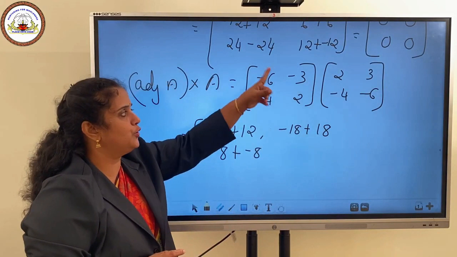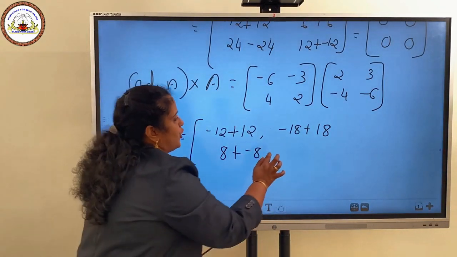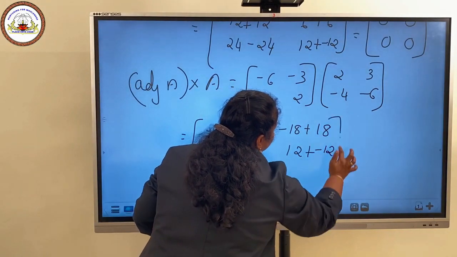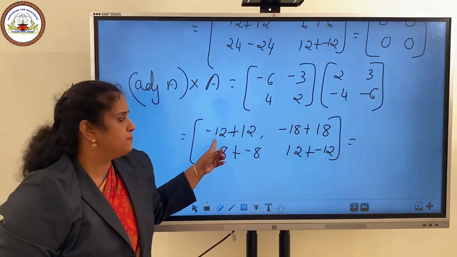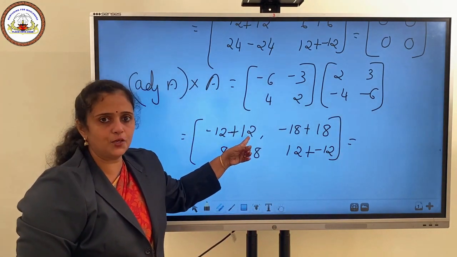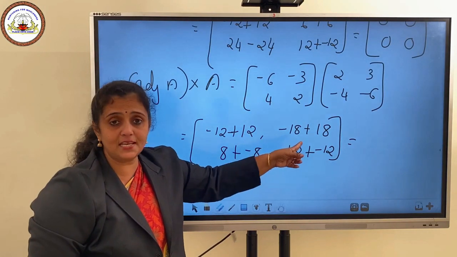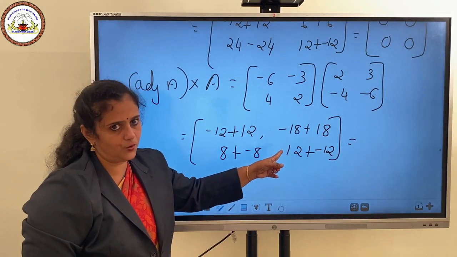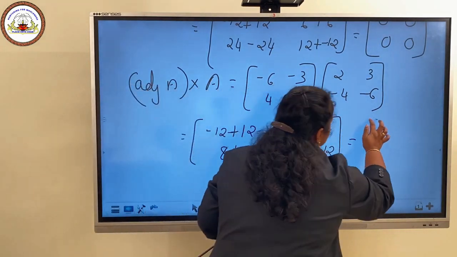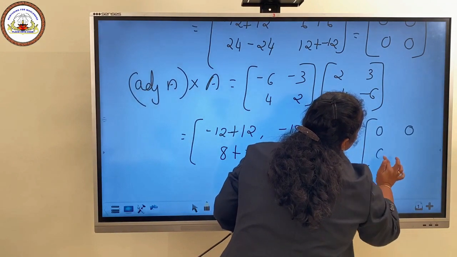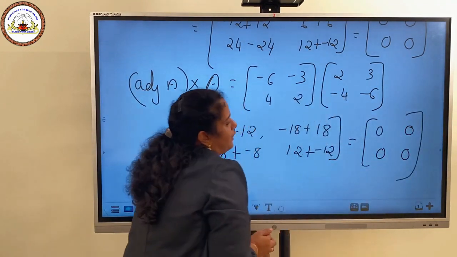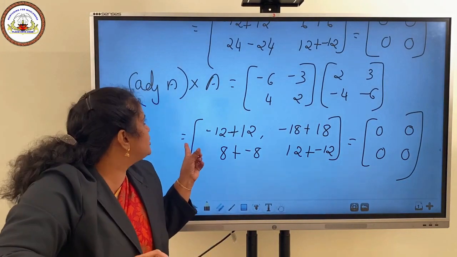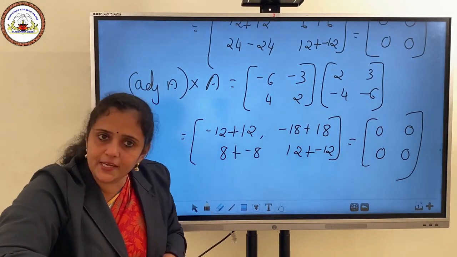Then the second row into second column: 4 3s are 12, and 2 into minus 6, the answer is minus 12. Minus 12 plus 12, the answer is 0; minus 18 plus 18, 0; 8 minus 8, 0; 12 minus 12, 0. Then you will get the answer, also a null matrix, 0, 0, 0, 0. Okay. A into adjoint of A is a null matrix, and adjoint of A into A is also a null matrix.